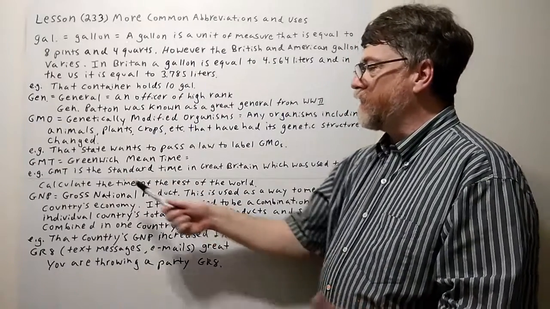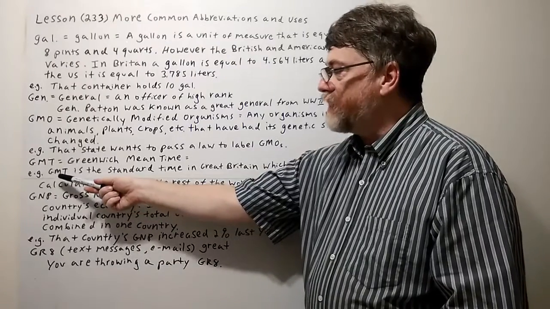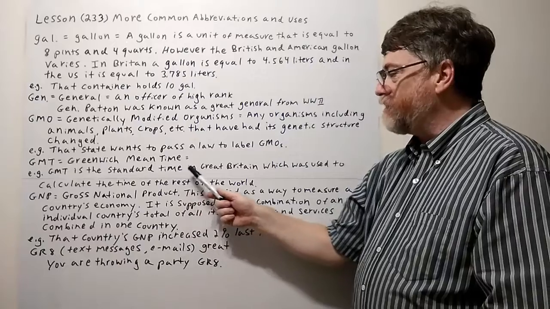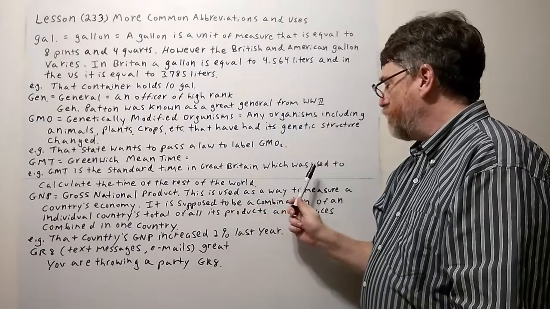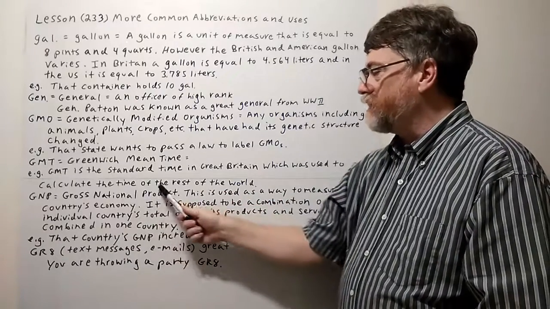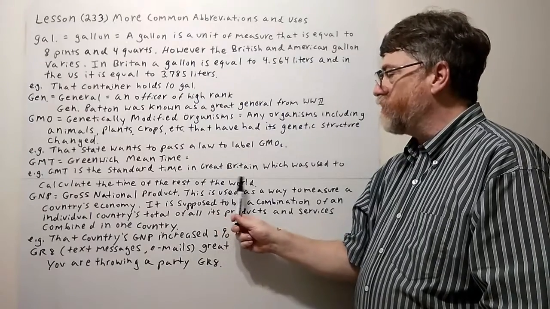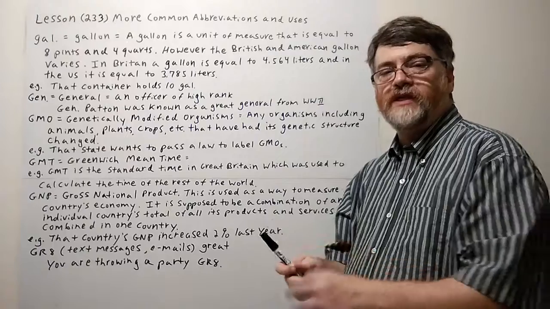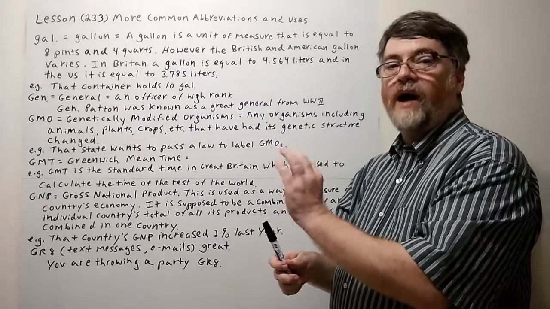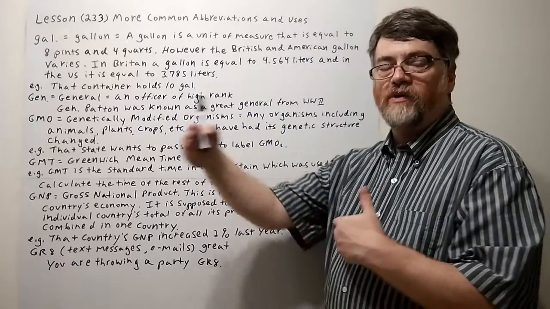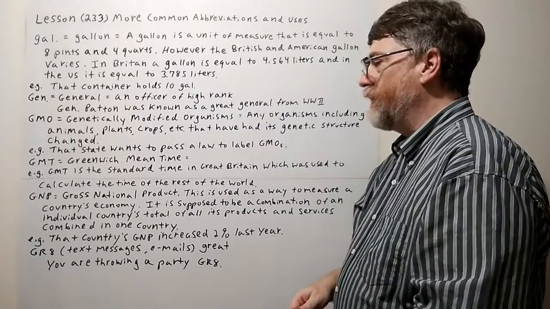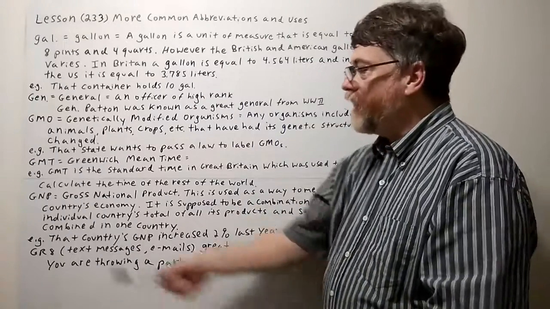But let's look here. The example sentence: GMT is the standard time in Great Britain, which was used to calculate the time of the rest of the world. So, Greenwich Mean Time. That's the one they chose originally, like for the first hour, and then dividing the world into 24 hours, different time zones. Okay, let's take a look at the next one.